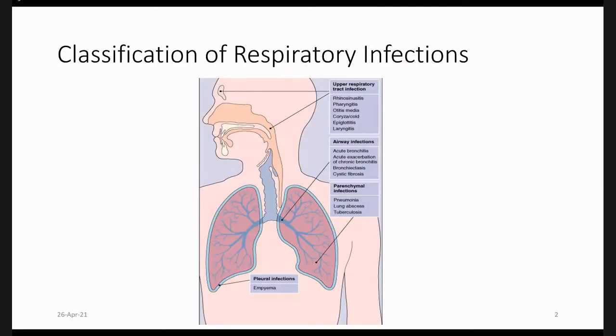So before going to community acquired pneumonia, we should have some background of what respiratory infections are and how we classify them. Generally, respiratory infections are classified as upper respiratory tract infections and lower respiratory tract infections. Among the upper respiratory tract infections are rhinosinusitis, pharyngitis, otitis media, epiglottitis, laryngitis. And among the lower respiratory tract infections are generally pneumonia, lung abscesses, like this. All right.